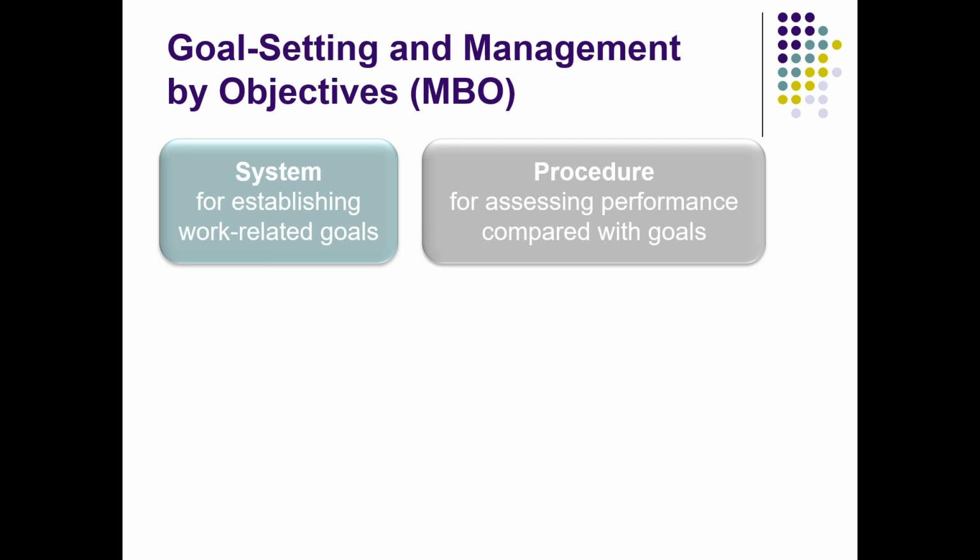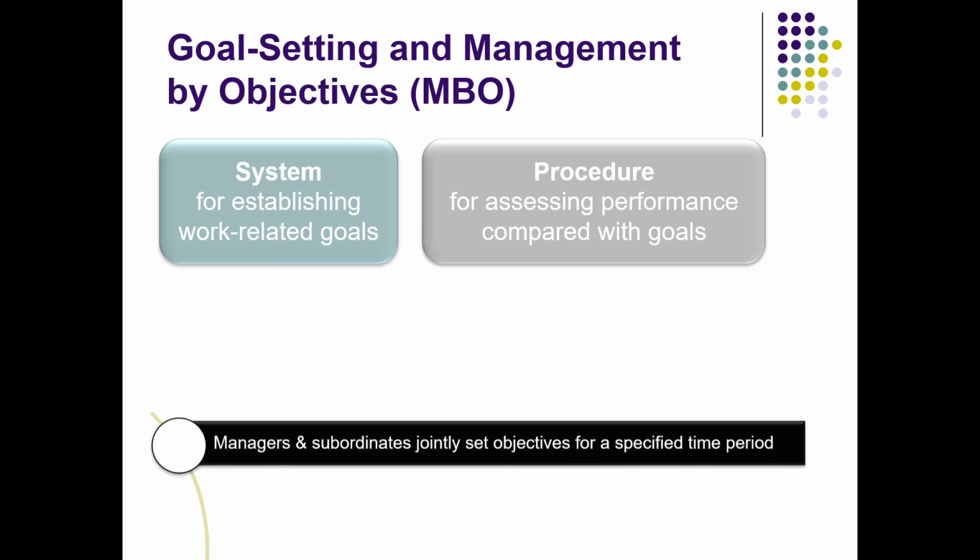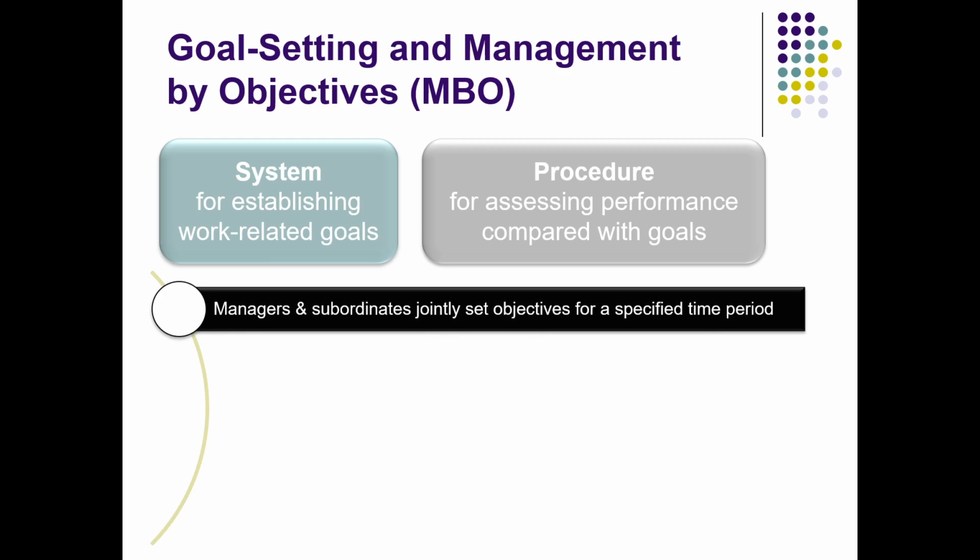How about something a little bit less controlling? Goal setting and management by objectives. It's a system for establishing work-related goals, and there's a procedure for assessing performance compared with the goals. So this is much more collaborative than the last example, the ABC model. Here, managers and subordinates are going to jointly set objectives for a specified time period.